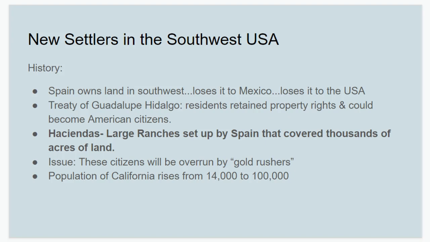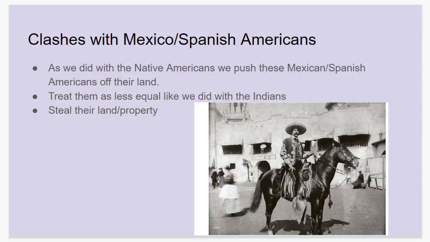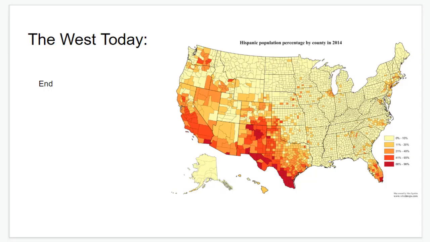The issue, of course, is these people could be overrun by the gold rushers. The population of California, for instance, is going to rise from 14,000 to 100,000. So you see so many people are coming in. But there are going to be clashes with the Mexican Spanish Americans. As we did with the Native Americans, we pushed these Mexican and Spanish Americans off of their land. We treated them like less equal, like we did the Indians. And what we did was we stole their property and their land.